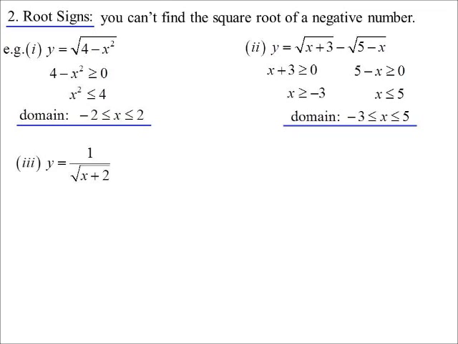1 over. Let's combine the two ideas. I've got a square root sign and I've got a fraction. The square root sign says what's inside the square root sign is greater than or equal to 0. But the bottom of the fraction says it can't equal 0. Combine the two ideas together and we just have x plus 2 is greater than 0, rather than greater than or equal to. And so there's my domain. x is greater than negative 2.